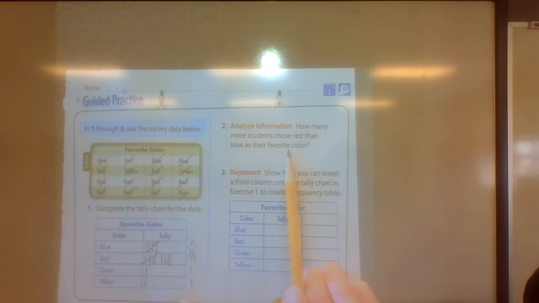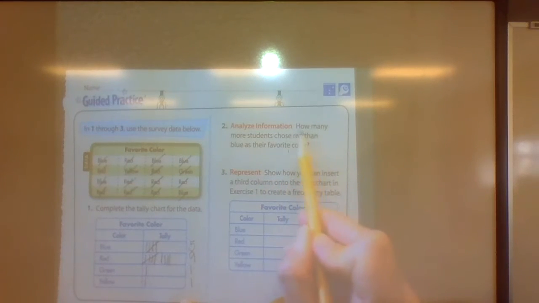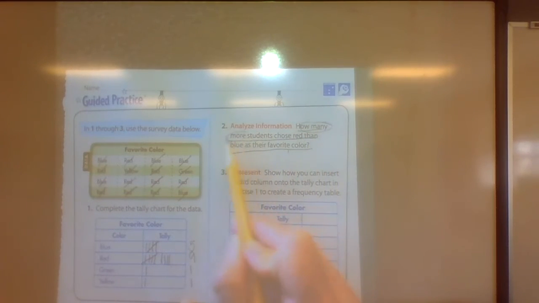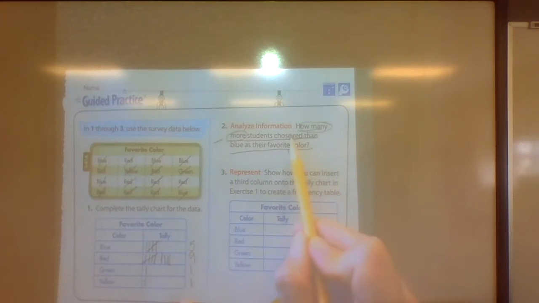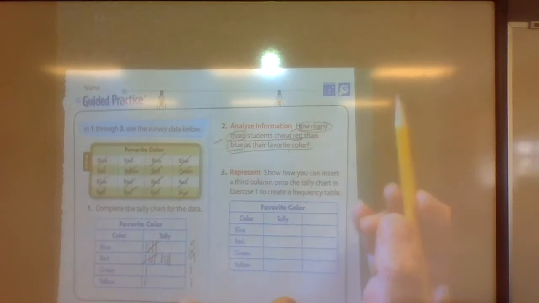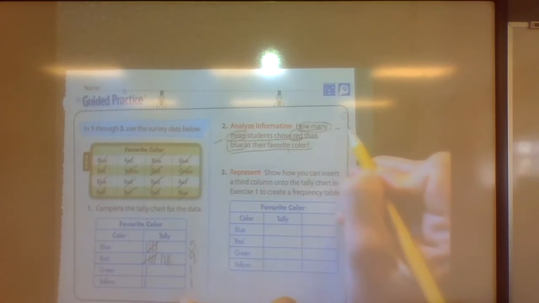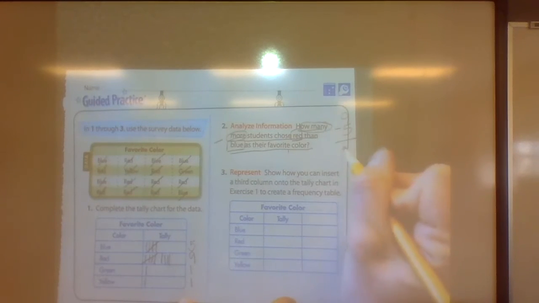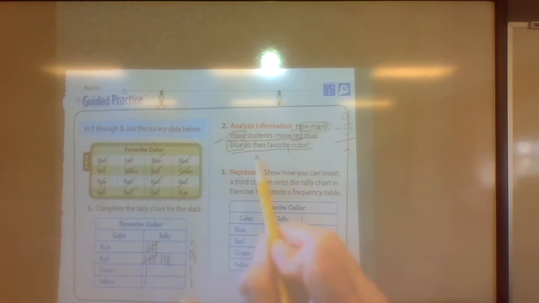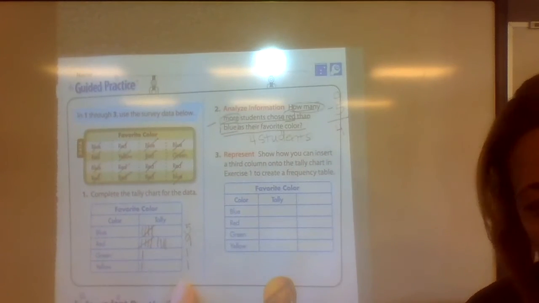Well, boys and girls, that is a word problem. There is a clue in there that tells us what we're supposed to do here. How many more means subtract. So we are going to look at how many more chose red than blue. So I'm going to take my red, which is 9, and I'm going to subtract my blue, which is 5. 9 minus 5 is 4. So 4 students. How many more students chose red? 4. Okay?